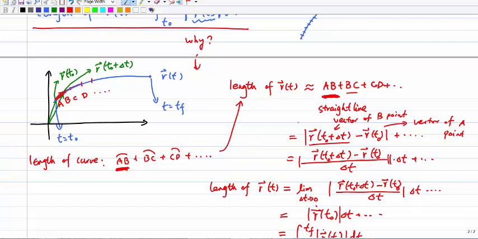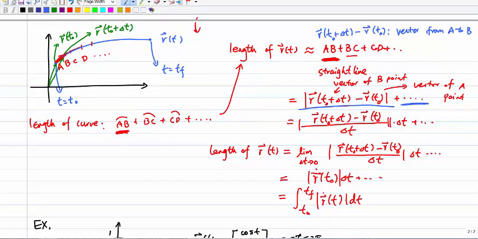So this R of T0 plus delta T minus R of T0, that's the vector from A to B. If I want to calculate the length, I just take the norm, and that will be the straight line length. Then we can make a small change: I can divide by delta T and also multiply by delta T, because that will cancel out. Dividing gives the derivative, but don't forget that's a norm, and you times delta T.